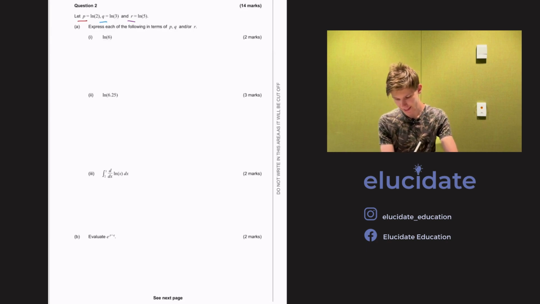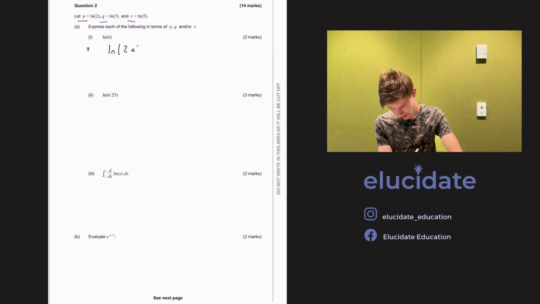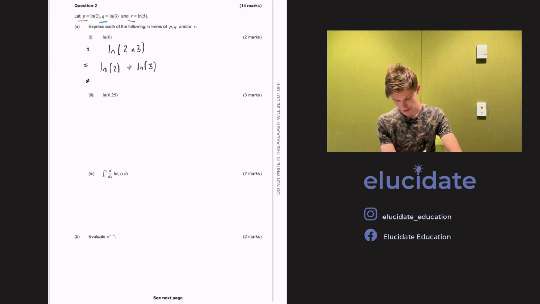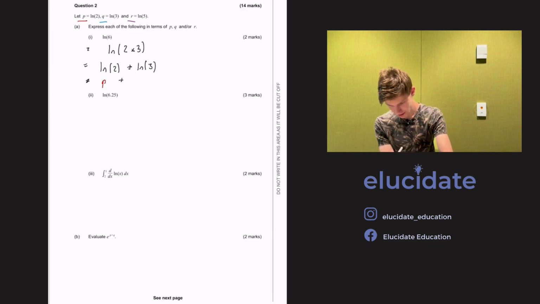So first of all, ln 6. Now we don't have ln 6 here, but what we do know is that 6 can be written as the product of 3 and 2. So we'll write that out real quick. ln of 2 times 3. Now, if you're familiar with your log laws, you will know that that is the same thing as ln 2 plus ln 3, because the product on the inside results in the addition of logs. If we have a look at our terms up here, we can see that that is equal to this one here, P, plus this one here, Q.